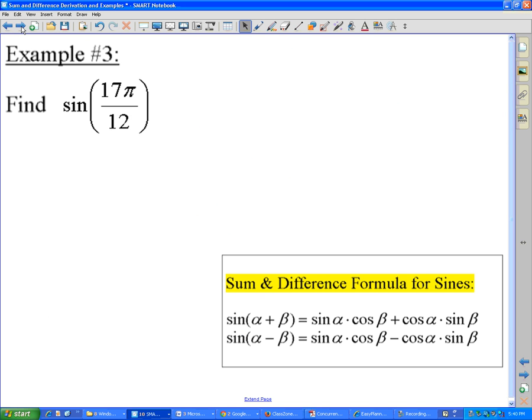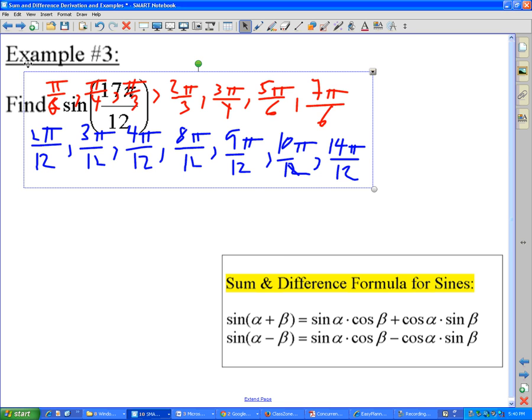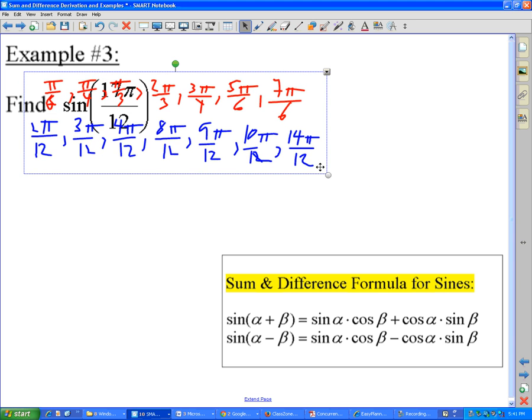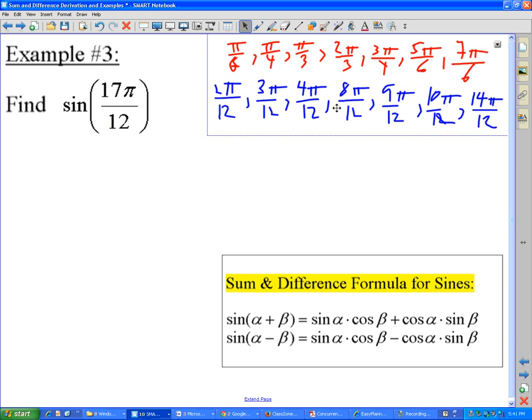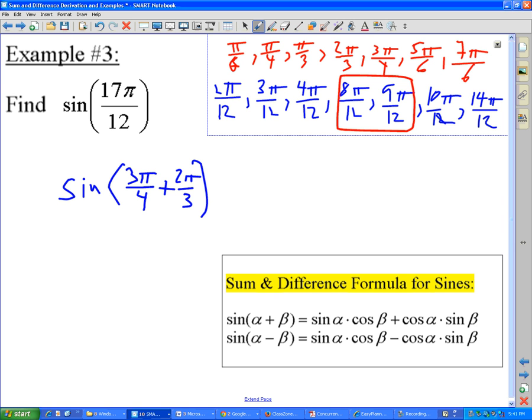Sine 17 pi over 12. I kept that last list, and I'm just going to pull it back over for us here, so we don't have to rewrite all of these. Eventually you get used to them, and you probably don't even have to write them down. But I think what we can do here is do a sine of 17 pi over 12. How about 8 plus 9? 8 pi over 12 plus 9 pi over 12 is 17 pi over 12. So I'm going to do the sine of 3 pi over 4 for 9 pi over 12, plus 2 pi over 3 for 8 pi over 12. I think that'll work for us.